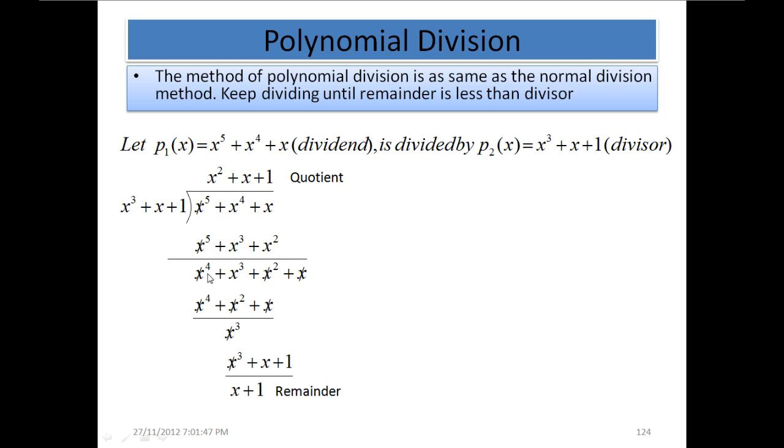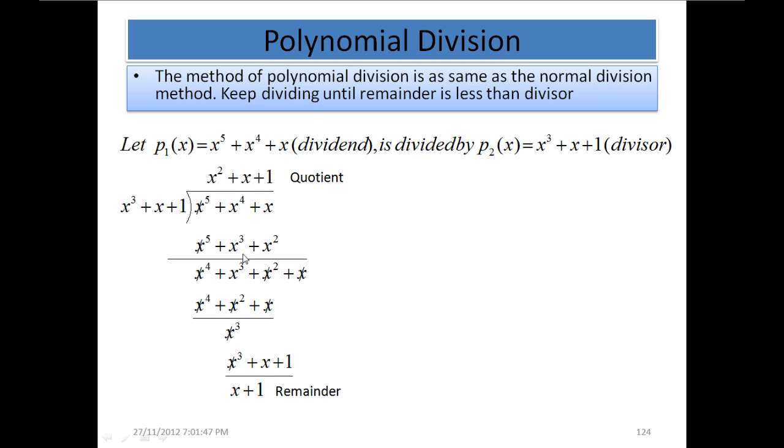Now I want a term which gives me x raised to the power 4, which is x, because its power is 1, and 1 plus 3 is equal to 4. So I get x raised to the power 4, and then this multiplied by x gives me x raised to the power 2, and x multiplied by 1 gives me x. Again the like terms are cancelled. X raised to the power 4 is cancelled by x raised to the power 4, x raised to the power 2 is cancelled by x raised to the power 2, and x is cancelled by x. So the only term left is x raised to the power 3.